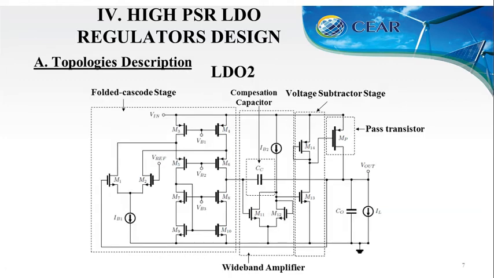The main difference from LDO2 to LDO1 is that we use NMOS transistors as the differential pair. This allows us to apply unity feedback. Then this has an advantage of not using a feedback network.